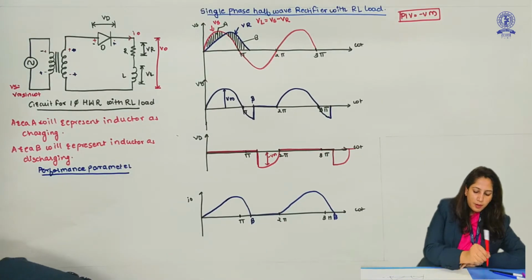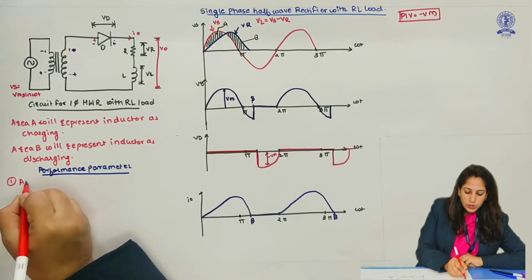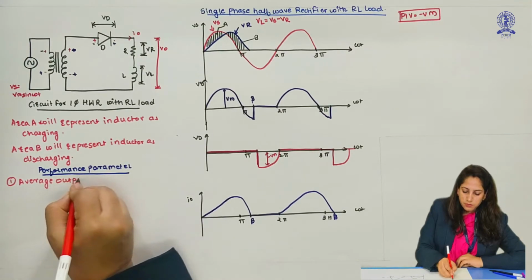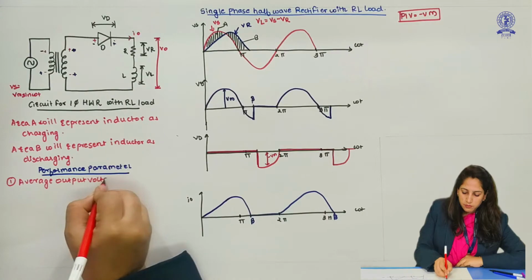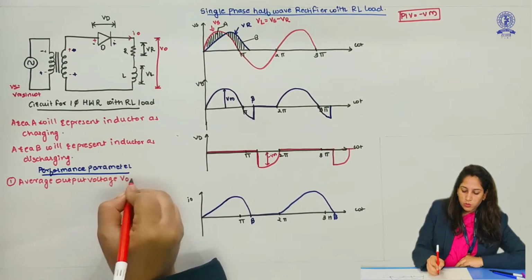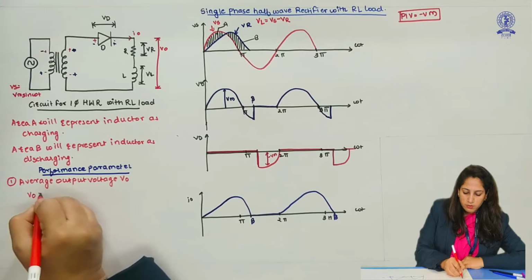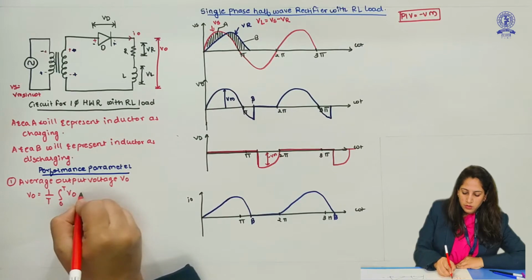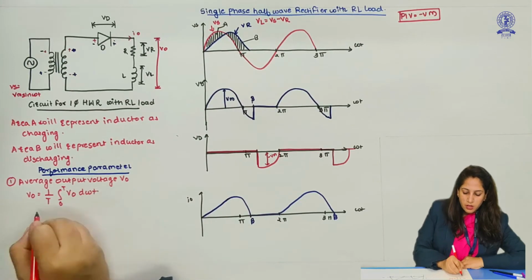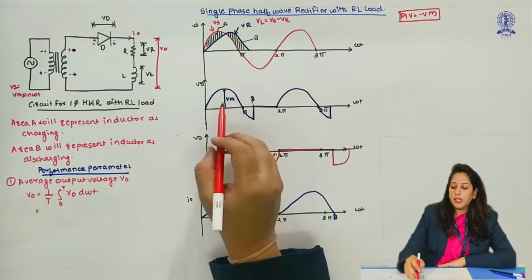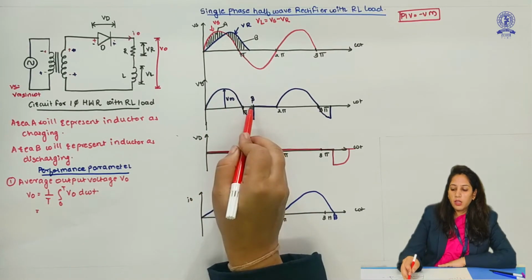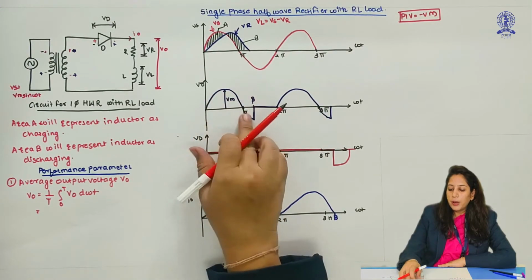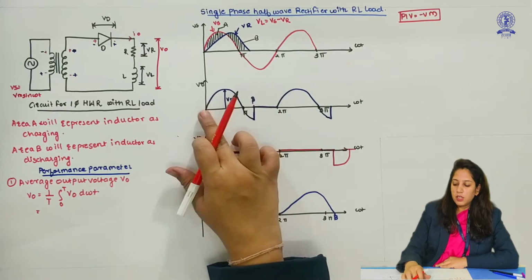So the very first performance parameter is average output voltage, VO. That is nothing but VO equals 1 upon T, integral from 0 to T of VO d omega T. For the time period, the total will be from 0 to 2 pi, but here the active time period of output will be for 0 to beta.